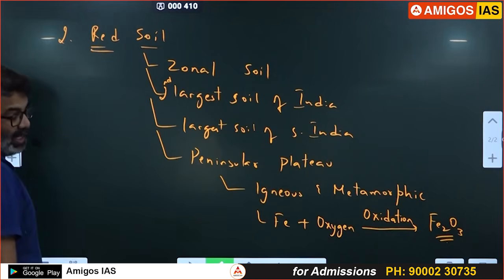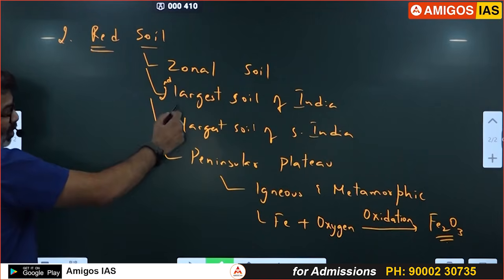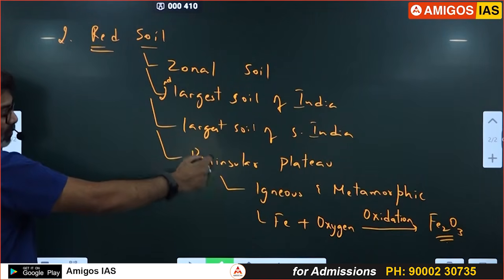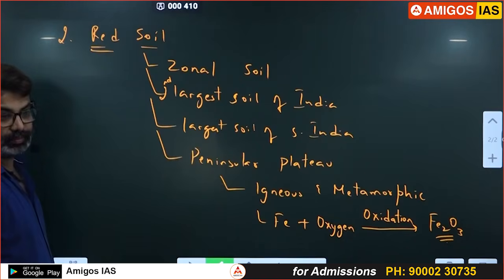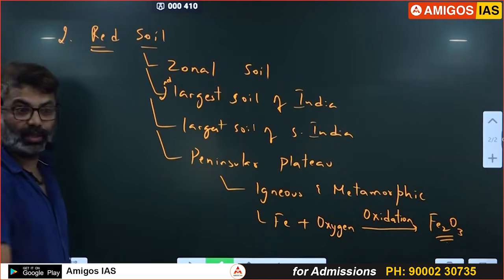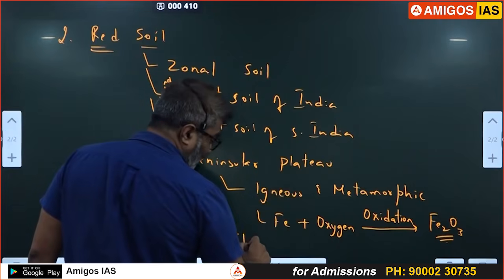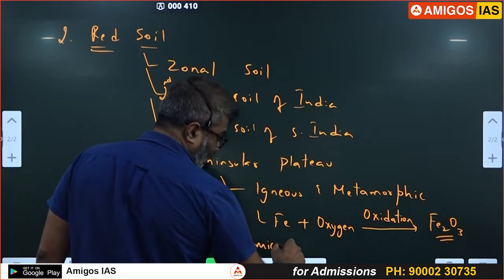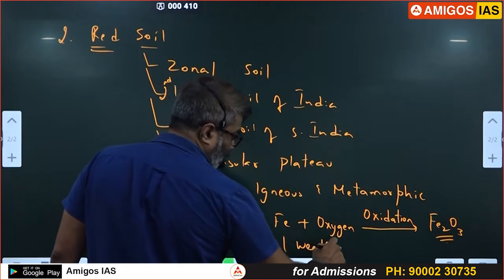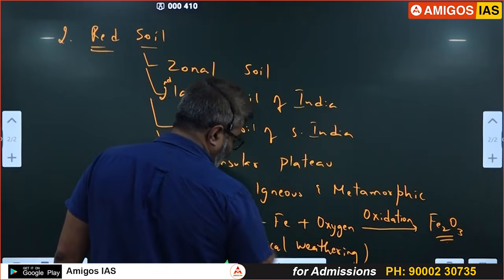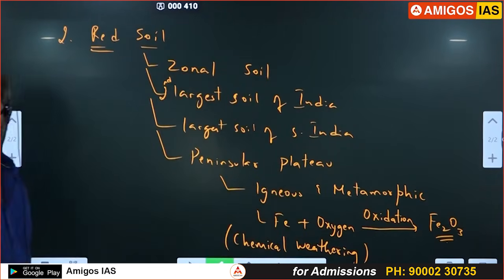So please remember why it is red. The second largest soil of South India is formed through oxidation of iron. In yesterday's class I was talking about chemical weathering, remember? This is called what type of weathering? Chemical weathering, very good. Oxidation is a chemical weathering process, just like iron rust. When iron rusts, it is the same process. Oxidation reduction process.